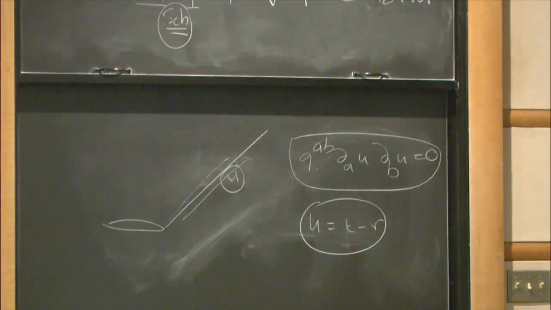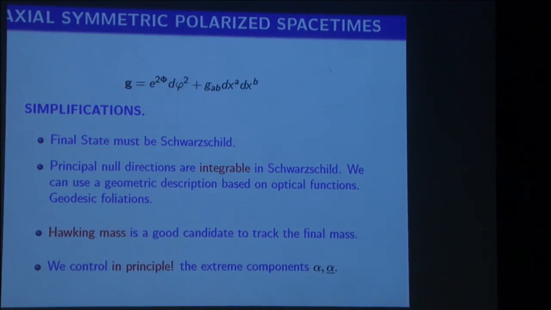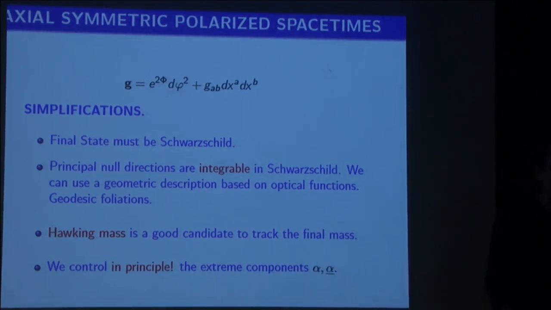So we can use a geometric description based on an optical function and geodesic foliations, which I'll mention in a second. The other simplification that you see immediately in Schwarzschild is that there is a concept of Hawking mass. It's a concept of what some people call quasi-local mass, which we can write down explicitly, and which is a good candidate to track the final mass, as we shall see. This is not so much of a surprise. And then again, we can control in principle the extreme components of alpha, alpha bar, based on what I have already said. So you can imagine that we already have some information about this, and we want to find everything else. What controls the angular momentum?